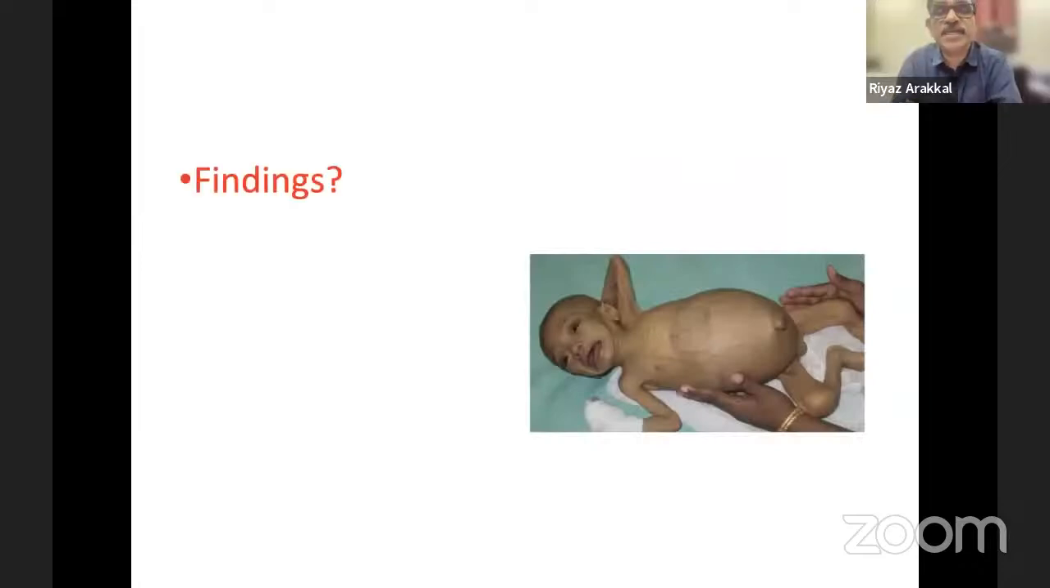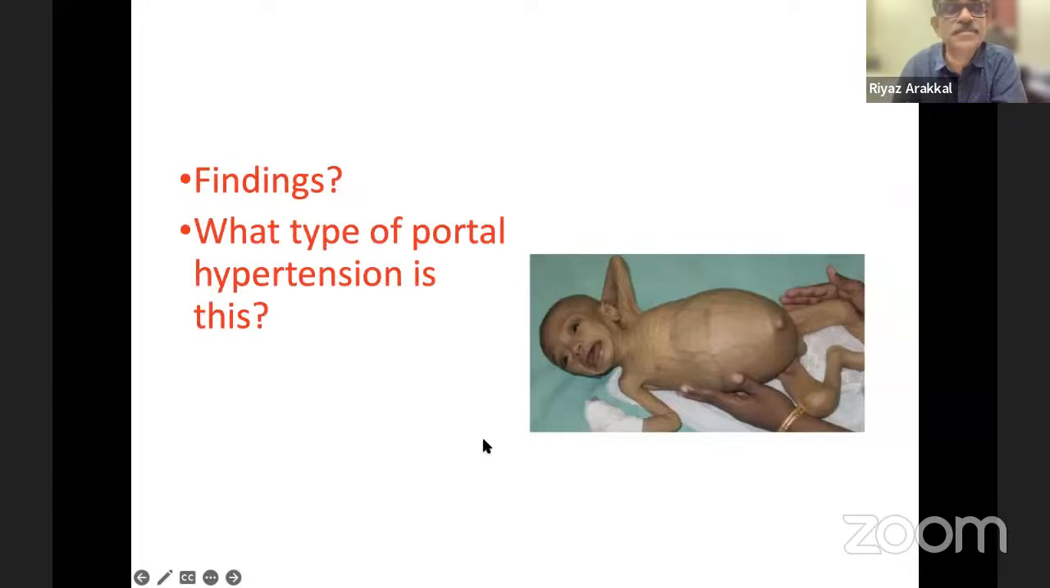Now, what are the findings in this child? Anybody in the chat box? Can you quickly spot the findings? What could be the diagnosis here? This is obviously not our patient, but another patient with an entirely different diagnosis. What are the findings? You can see a scar here, and a lot of dilated anterior abdominal veins. What else? The umbilical hernia, so there is ascites. So this is portal hypertension.